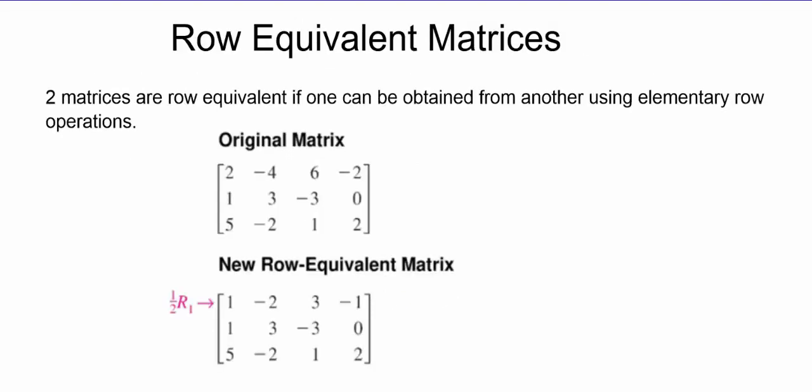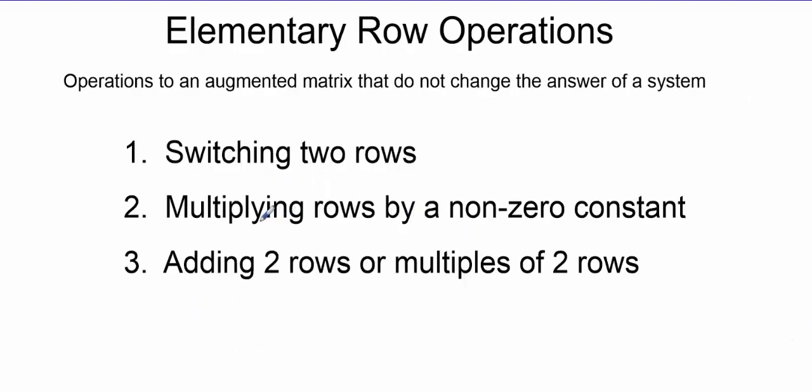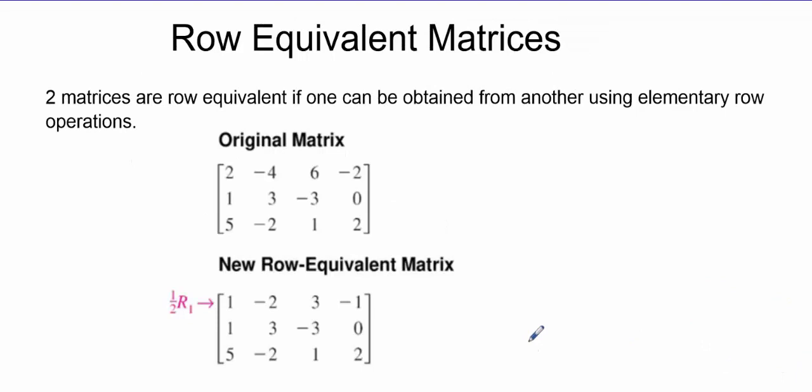So row equivalent matrices are matrices that can be obtained from another by doing a simple row operation. So for instance, in this case, here's my original matrix, and this matrix right here is row equivalent because the new matrix is made by a multiple of 1/2 to the first row. So if again I go back, I've basically multiplied the first row by a non-zero constant, thus creating a new matrix that is row equivalent.